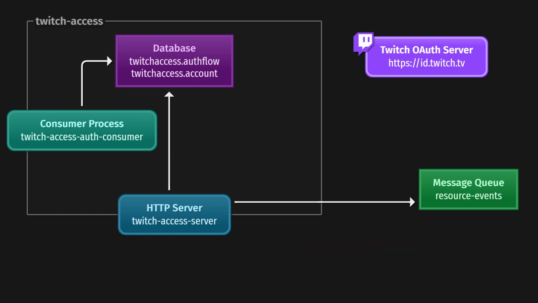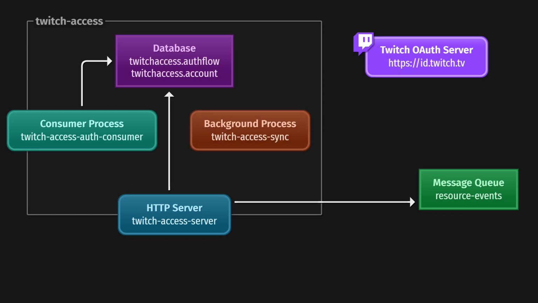One other thing this service has to do is to periodically validate your user access token. This is something that Twitch requires us to do, so that if you revoke access, we can respond to it in a timely fashion. So we have an additional process that just runs in the background. Every so often, it pulls your access token out of the database and makes a request to Twitch to ensure that it's still valid. So that's everything that the Twitch Access Service is responsible for.